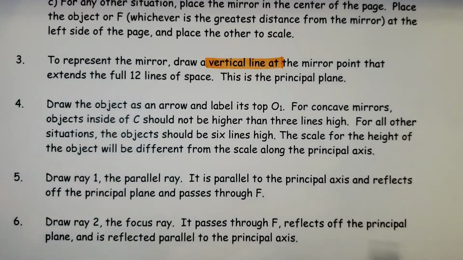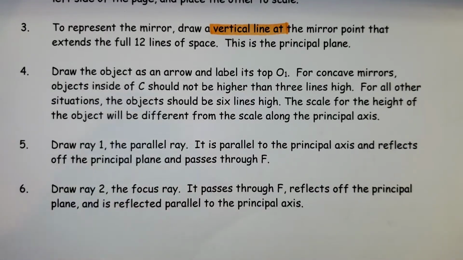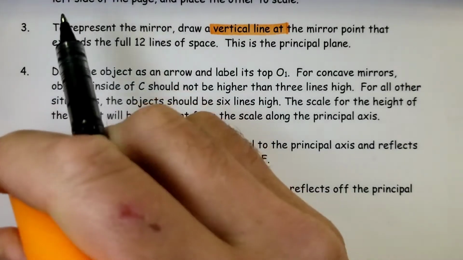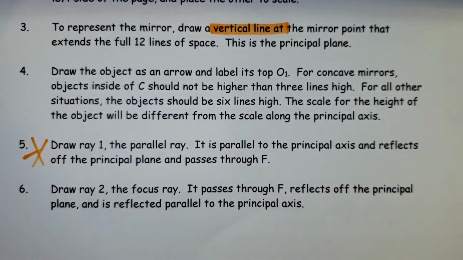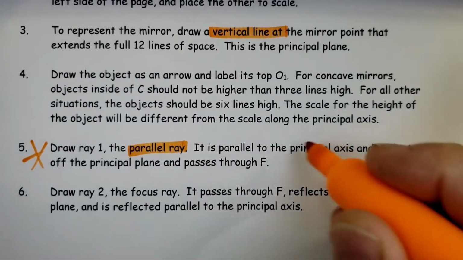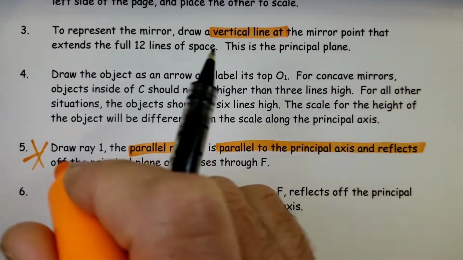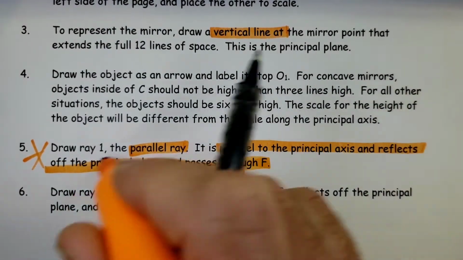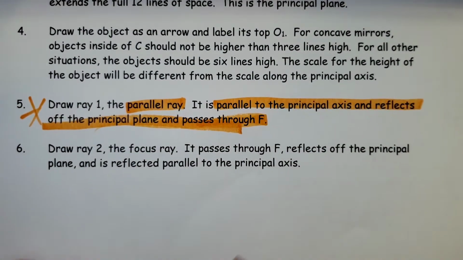Draw a ray. Now, here's the key thing here, the rays that we should draw. So what we're going to do is we're going to star this. Draw ray 1, the parallel ray. It is parallel to the principal axis and reflects out through F. Okay, so that's the first one we need to look at.